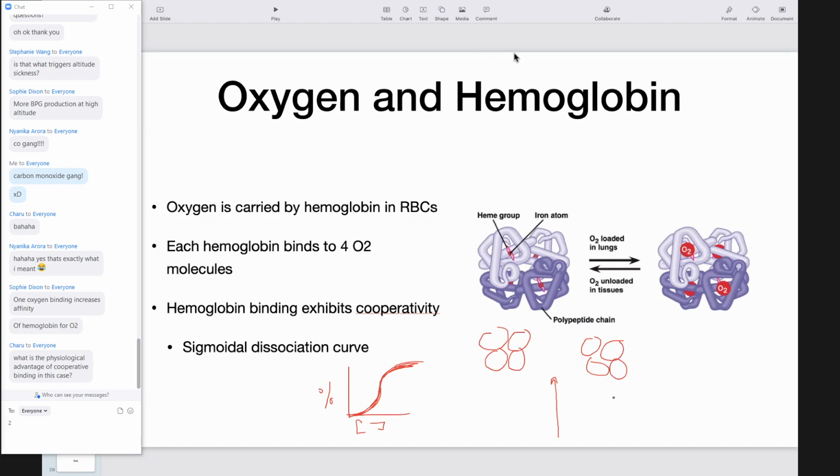Let's see. I'm going to clear this out. There's a couple questions. One oxygen bound to a hemoglobin increases the affinity of hemoglobin for O2, correct. And what is one physiological advantage of cooperative binding in this case? It just makes it easier for the hemoglobin to pick up the oxygens overall. So evolutionarily, it's going to increase the ability of your hemoglobins to overall bind to oxygen.